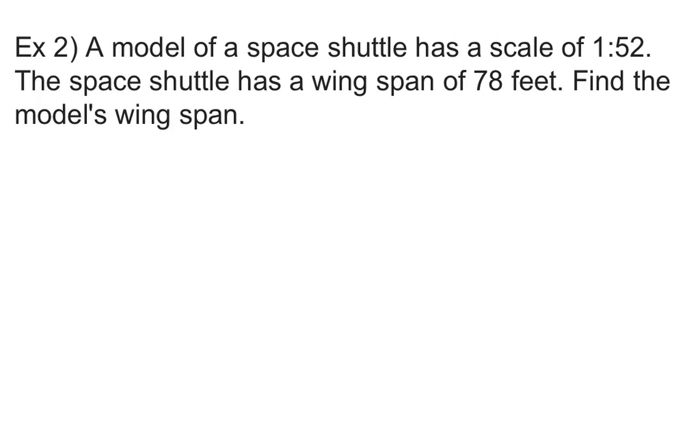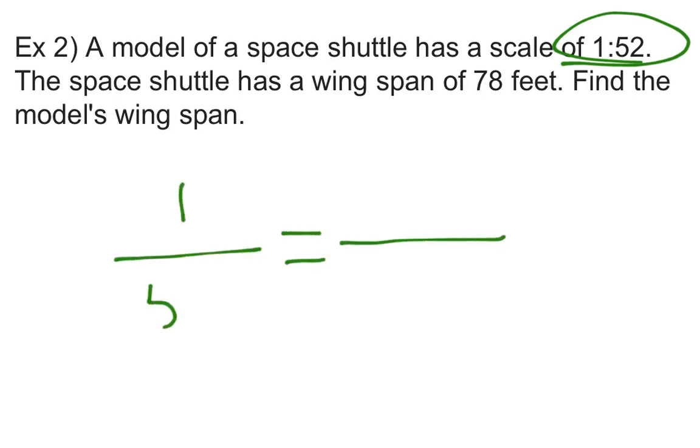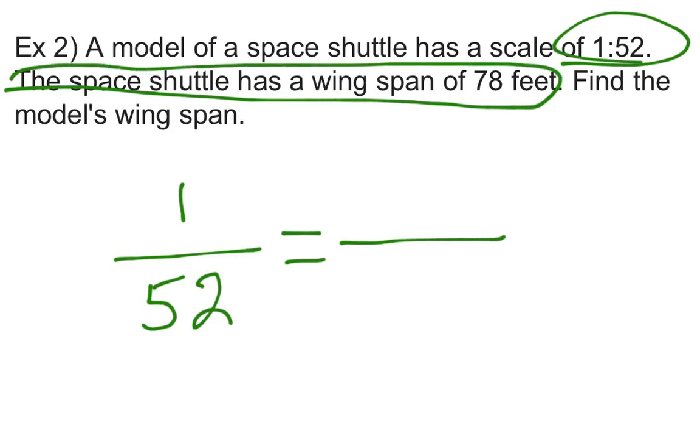Okay, so the question says a model of a space shuttle has a scale of 1 to 52. I always look for the scale first because the scale is going to be one half of my proportion, 1 to 52. It says the space shuttle has a wingspan of 78 feet. So now here's my third number. I always need to have 3 numbers.